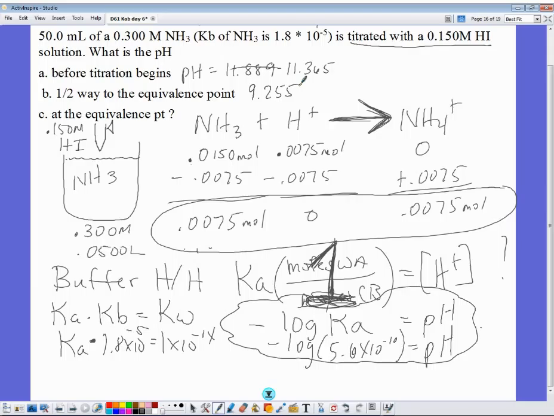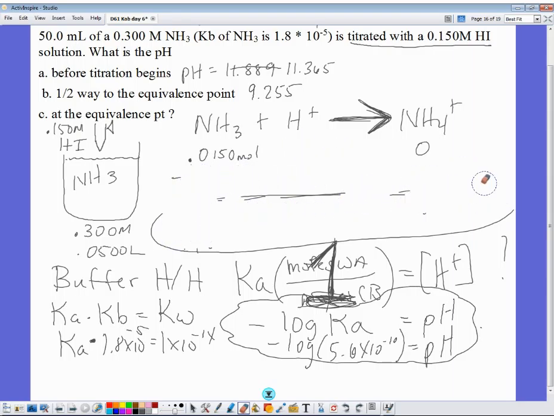Yes? Okay. What about if I now have equivalence point? So I come up here and I say, all right, this is going to change a little bit. Now I'm at the equivalence point for adding in H plus to NH3. Let's see what happens. 0.0150. Now, who is limiting, Matthew?